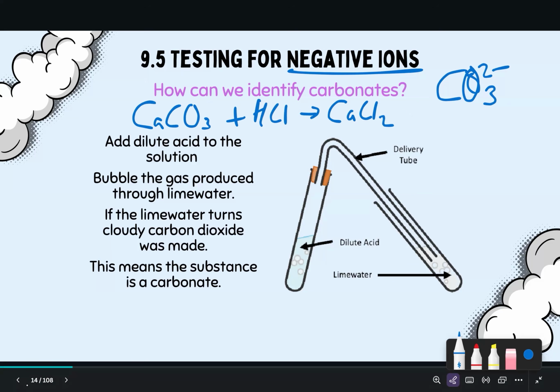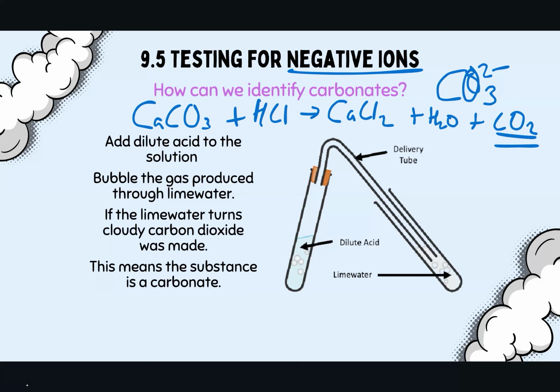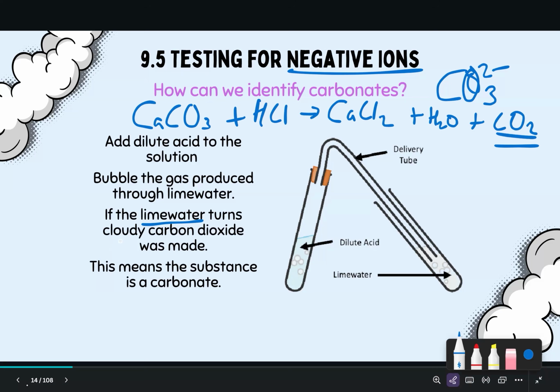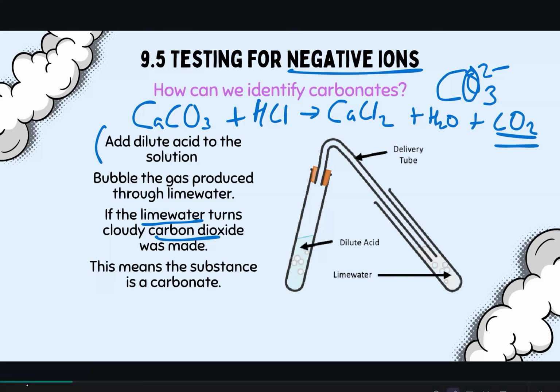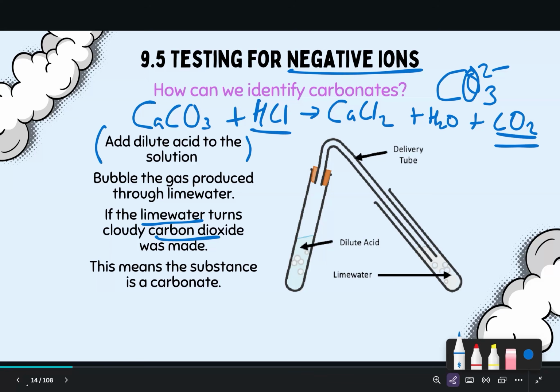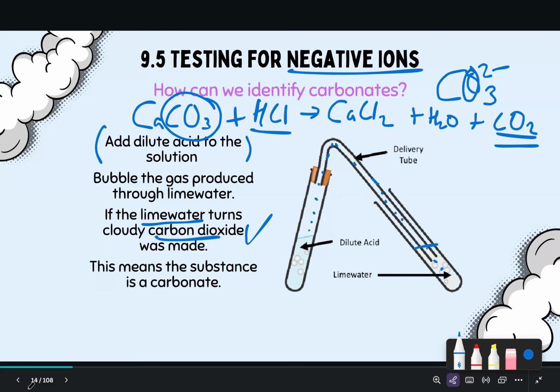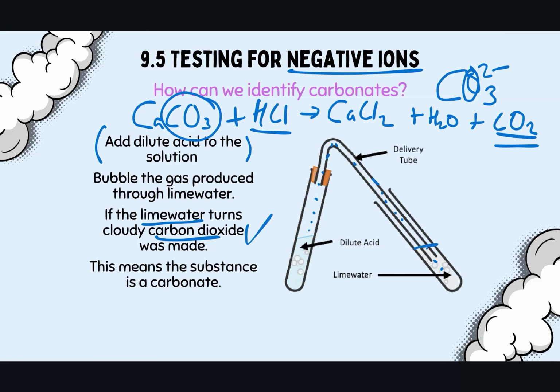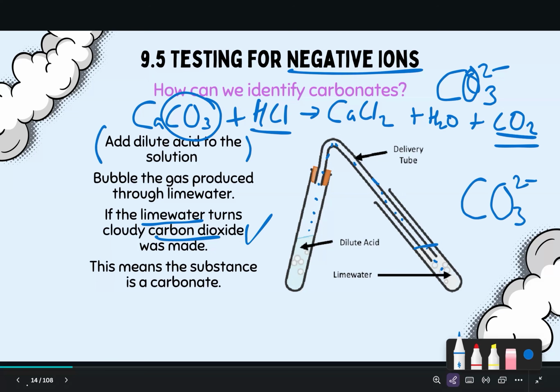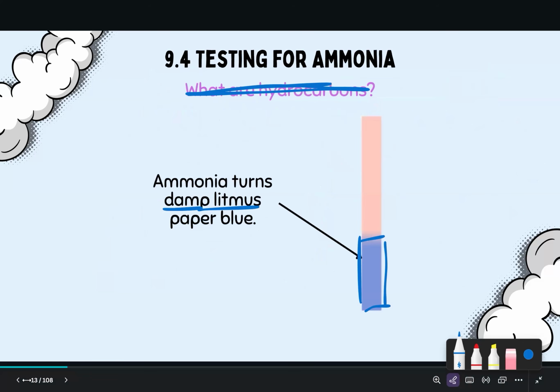I'm not going to balance this. It gives us water, and it also provides us with carbon dioxide. Now, how do we know? How can we test for carbon dioxide? We use lime water. The lime water turns cloudy when you bubble carbon dioxide through it. Now, if we have an unknown substance, we add it to acid, and we bubble the gas that it produces through lime water. If the lime water turns white, what does that tell us? That is carbon dioxide gas, and therefore it must be a carbonate. So whatever we've just tested must contain carbonate, CO3 2 minus. So if we have an unknown substance, we add it to an acid.